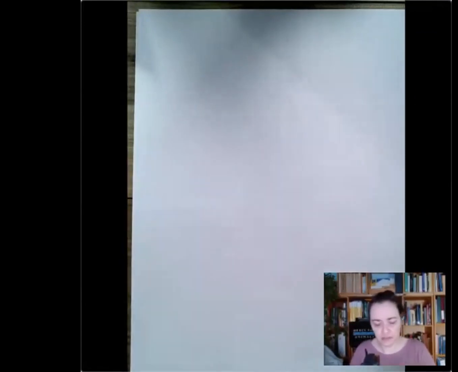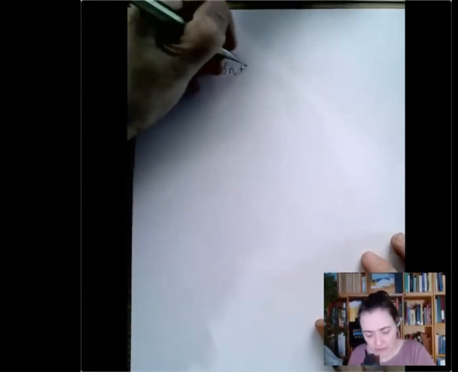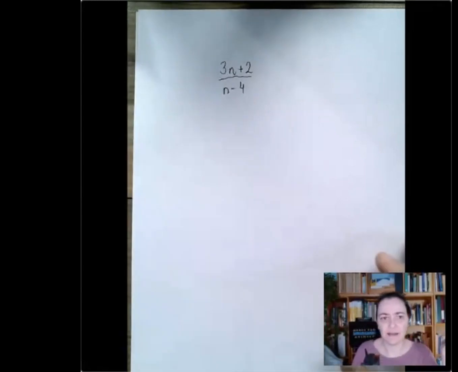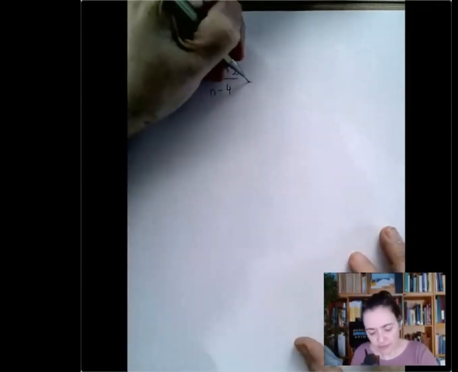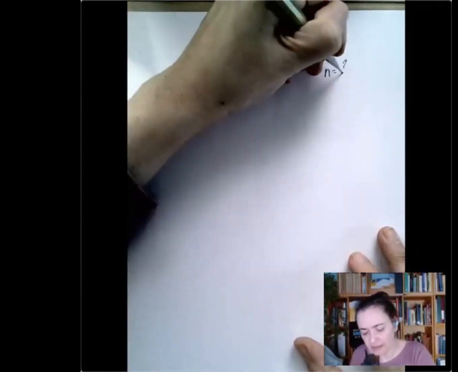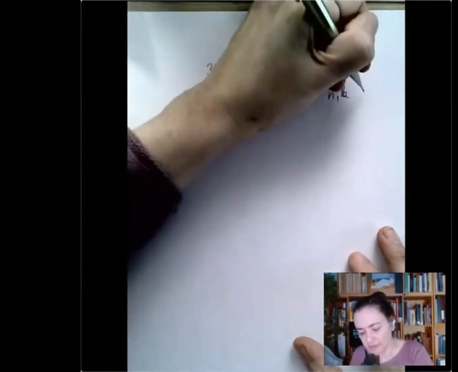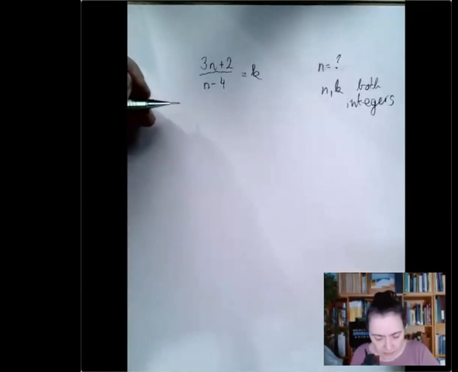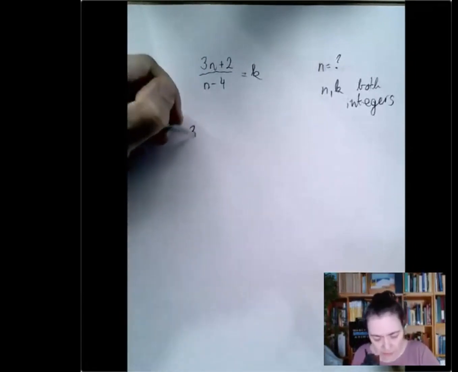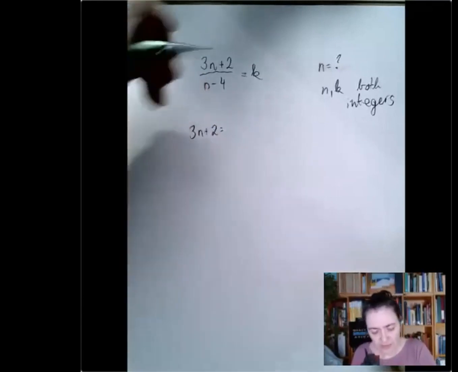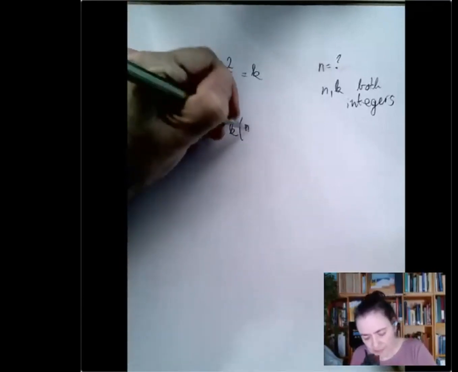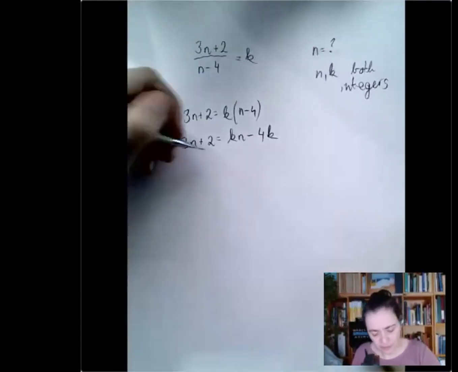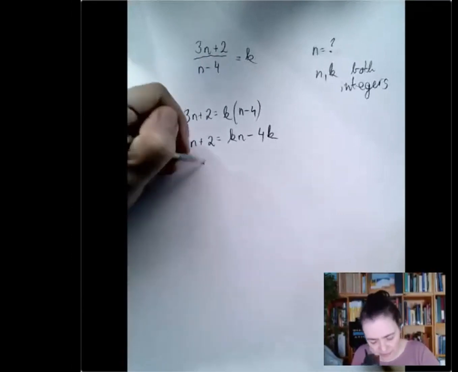We're looking for all the integer values of n so that (3n plus 2) divided by (n minus 4) is also an integer. Well, if it's an integer, let's call it k. And we're looking for n so that n and k are both integers. All right. So let's see. We clear the denominator by multiplying both sides by n minus 4. And we get 3n plus 2 equals k times (n minus 4). And then we distribute k. And then we reduce one side. Well, we can leave the 2 there because it's not going to matter.